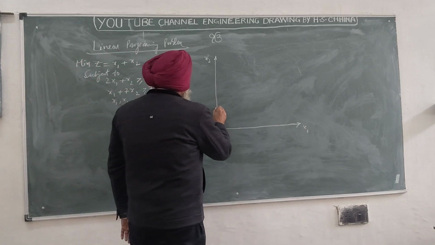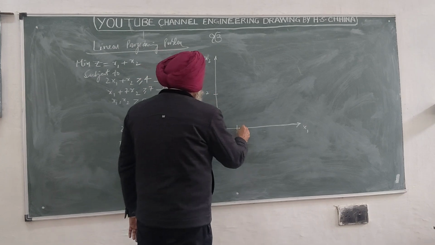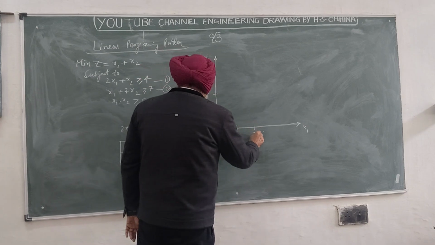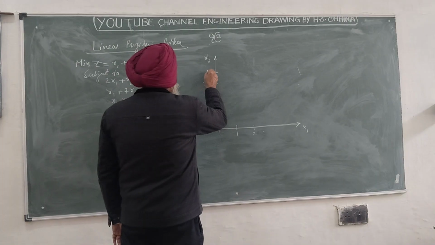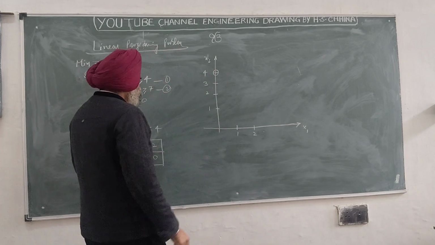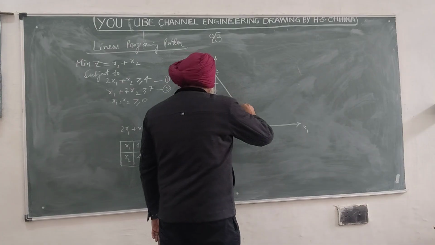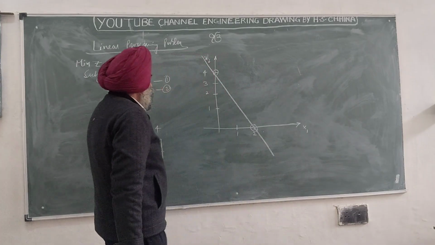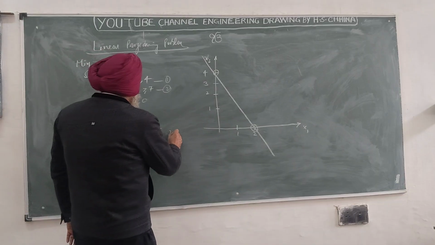So let us take this is 1, this is 2, 3, 4. The coordinates are 0, 4 and 2, 0. This is the first constraint. Because it is linear in nature, you will get a straight line. Is it okay?